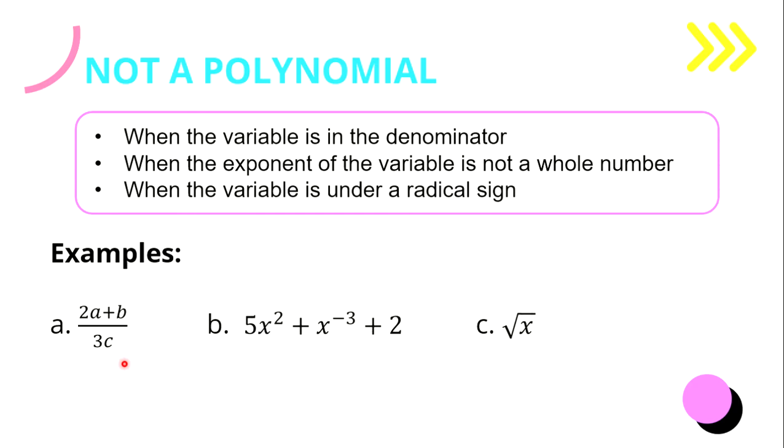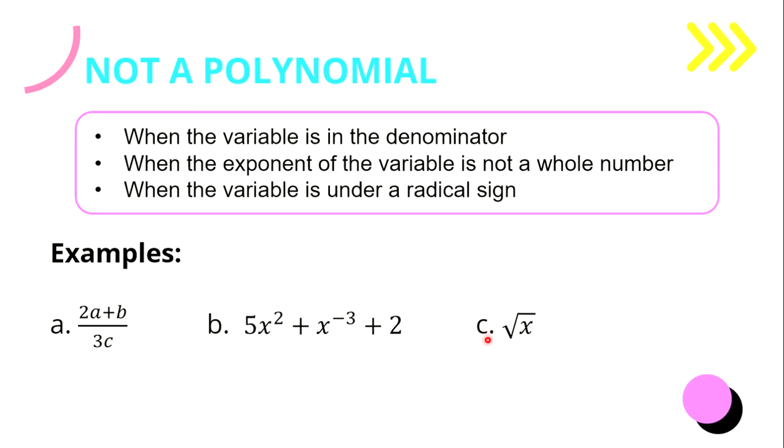As for the second, if we observe each of the terms in 5x squared plus x raised to negative 3 plus 2, on the second term the exponent of the variable is negative, which is not a whole number. Therefore, it's also not a polynomial. Take note that we have to look at the exponent of the variable. It should not be a whole number for it to be a non-polynomial.